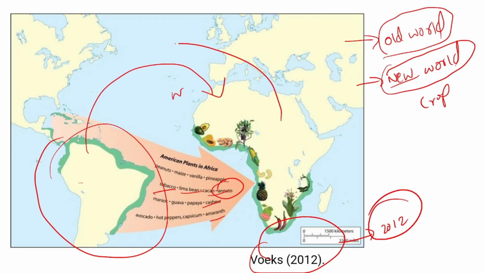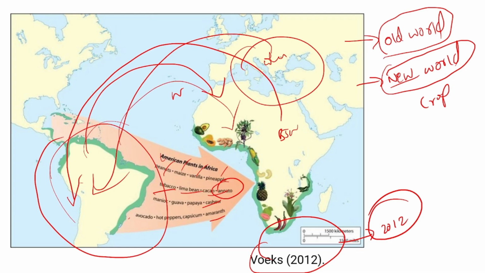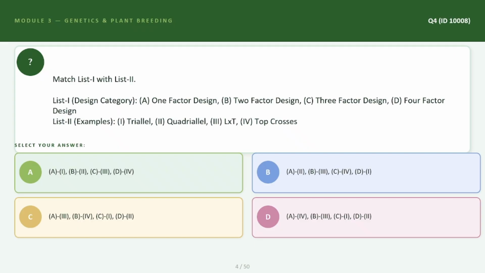And some crops moved from the old world to the new world. You should also know which crops were interchanged between them. For example, crops like bajra and wheat moved from Asia to the American continent, and some crops like peanut, maize, vanilla, and pineapple moved from the South American center to the African center. You should know this clearly.